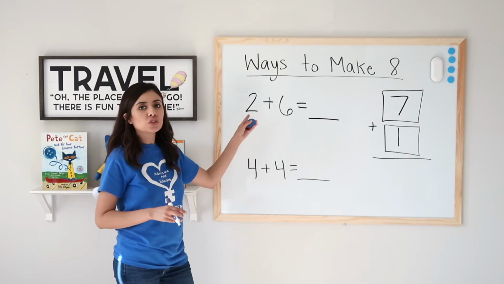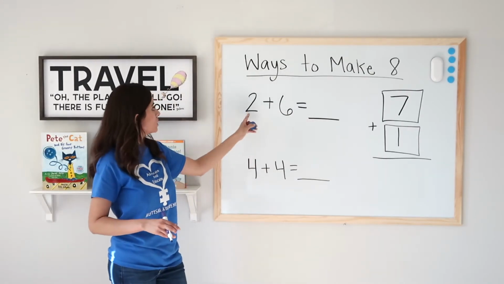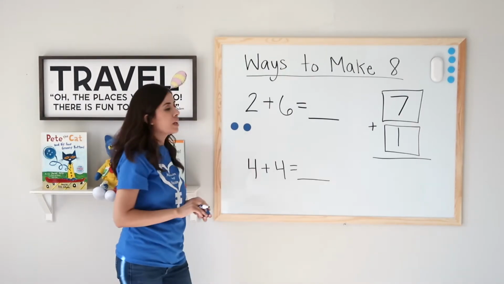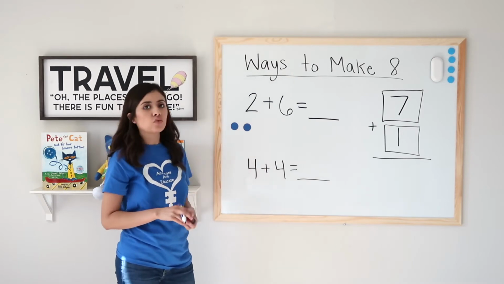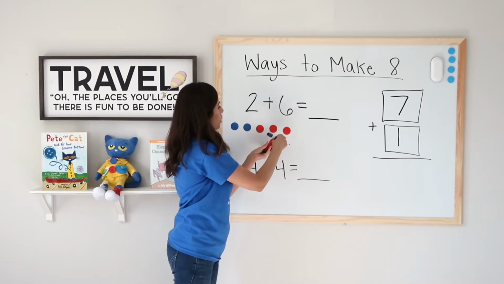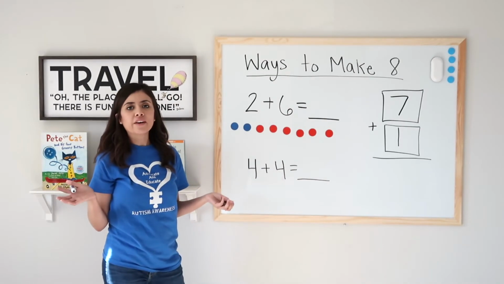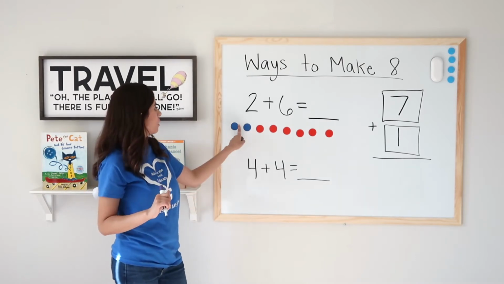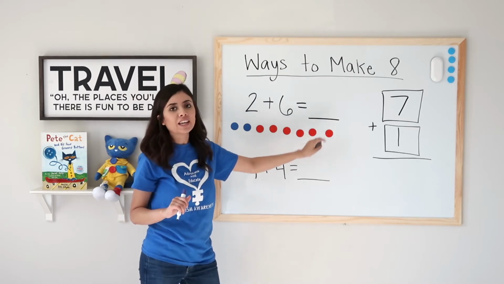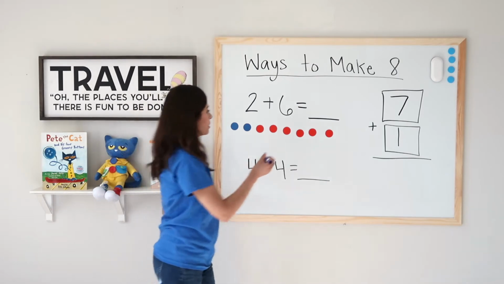So now let's just go ahead and have some fun working through some problems, okay? I have 2 plus 6 equals. So I will start with 2 blue dots. 1, 2, and I will add 6 red dots. 1, 2, 3, 4, 5, 6. How many dots do I have in all? Let's count. 1, 2, 3, 4, 5, 6, 7, 8. Very good. 2 plus 6 equals 8.